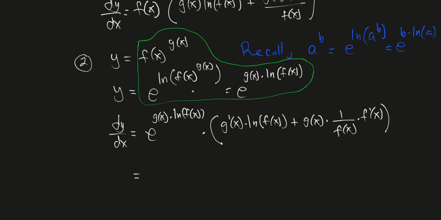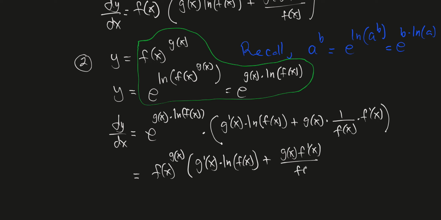So what I can do is I can simplify this and go back to the f of x to the g of x form, right? And then what we have in parentheses, that's pretty much the same thing that we had at the end of our first solution. So we have g prime of x times the ln of f of x plus, and then I'll write this as I did earlier as a single fraction, g of x times f prime of x over f of x, right? And that's the derivative.